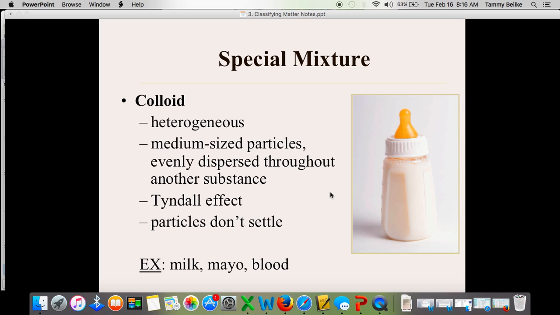So one caveat: milk does eventually have this sediment that goes to the bottom if you let it sit in your fridge for 6 months. Don't ask me how I know that.